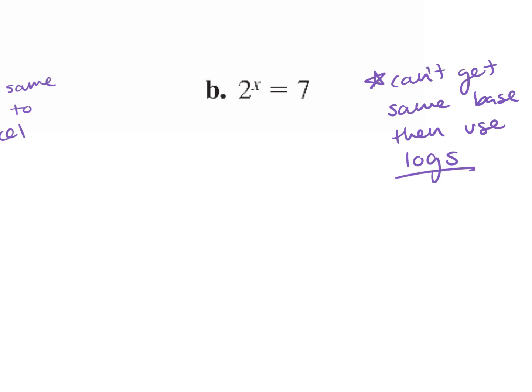So whatever number has the exponent, that 2 has the x in the exponent. 2 is going to be my base. So I'm going to take the log base 2 of both sides of the equation. So log base 2 of 2 to the x and log base 2 of 7. Now I can do this because I'm doing it to both sides. So I'm still keeping my equation balanced. I'm just taking the log base 2 of both sides.